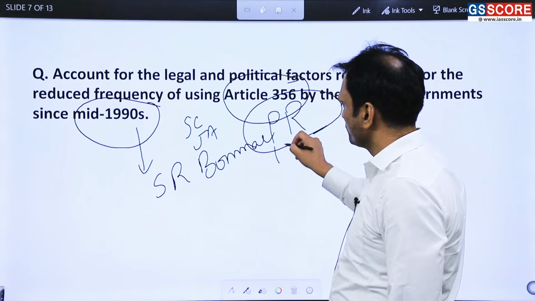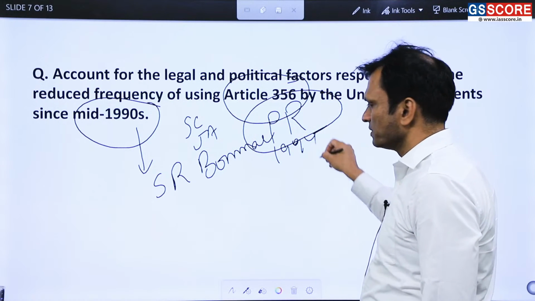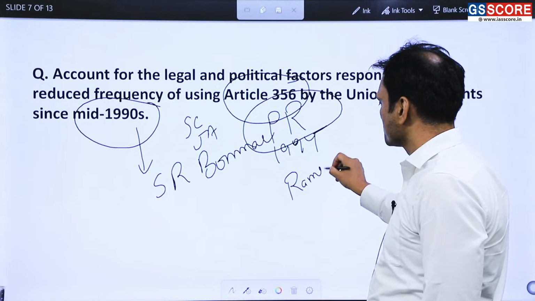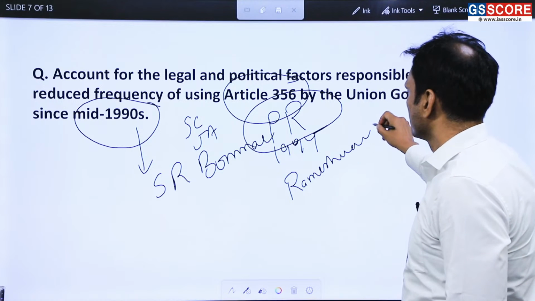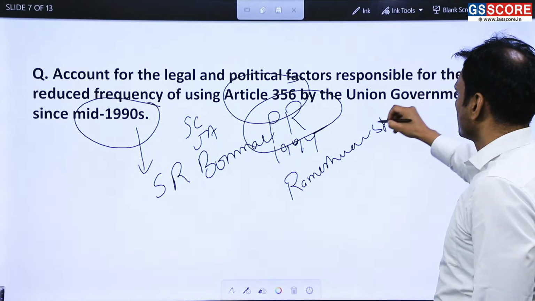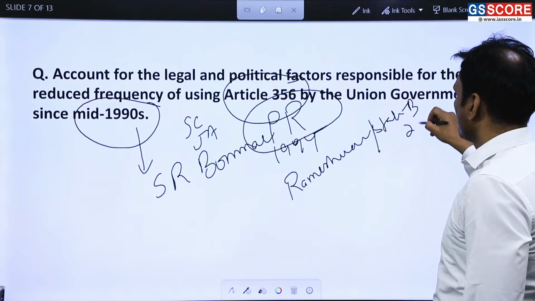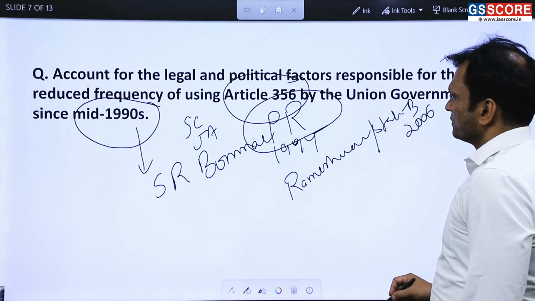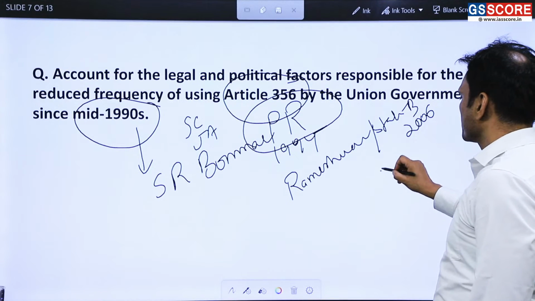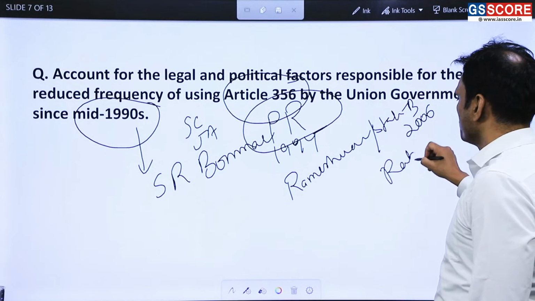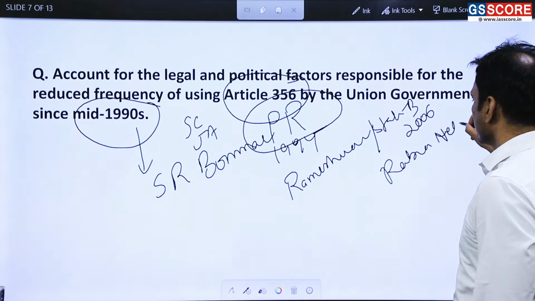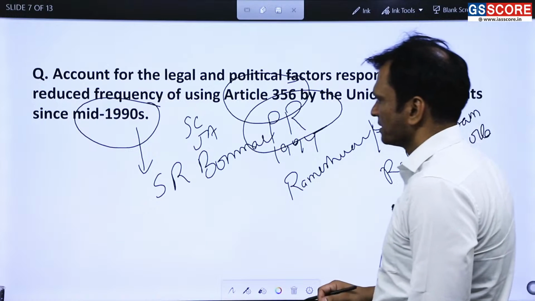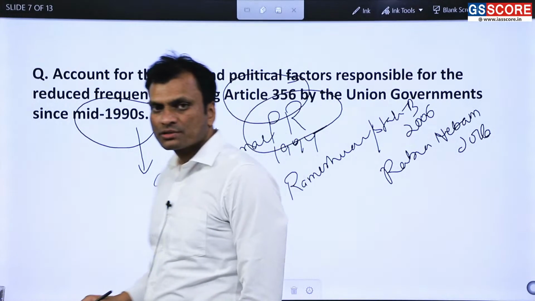So SR Bommai case 1994 we will write. Then Rameshwar Prasad versus State of Bihar, 2006 we will write. And for Governor, Arunachal Pradesh case, Nabam Rebia, is very important. Nabam Rebia case, 2016 we will write. So why has it reduced?